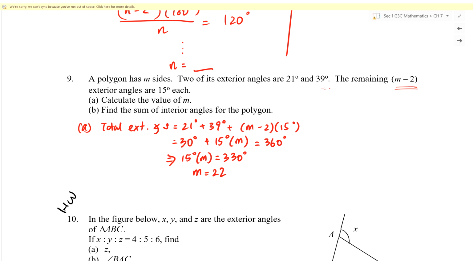Okay, then the next part, find the sum of the interior angles for the polygon. How do we find the sum? Use the formula that we have learned. Sum equals the total number of sides, which is 22, minus 2 times 180 degrees. So we get 3600 degrees.